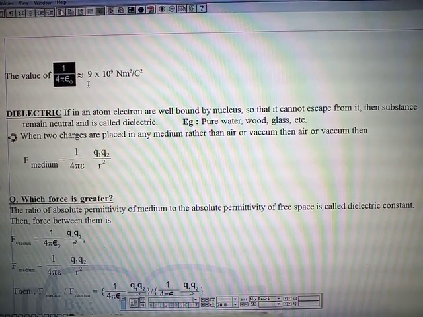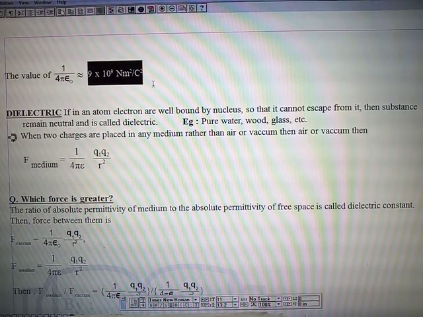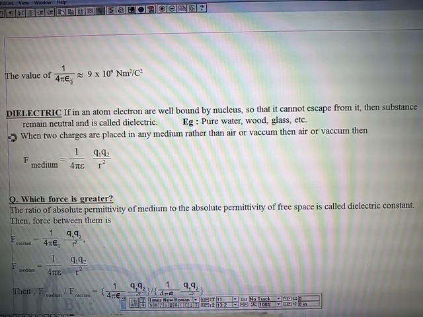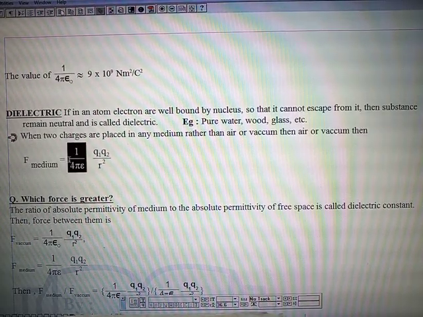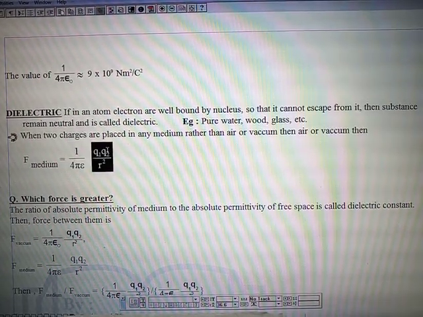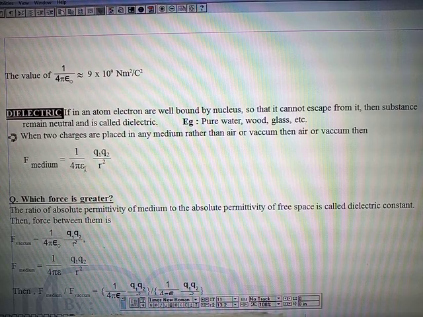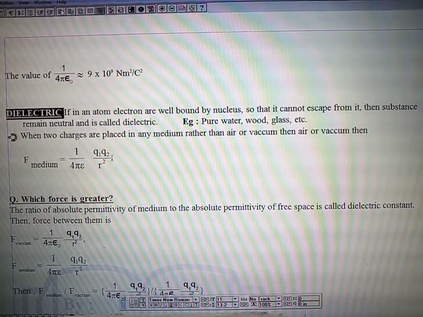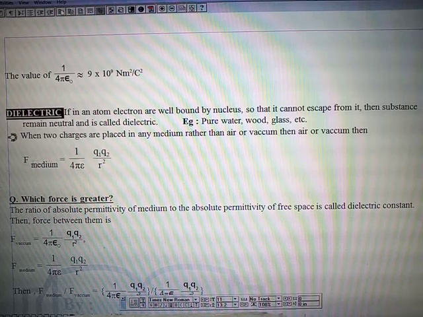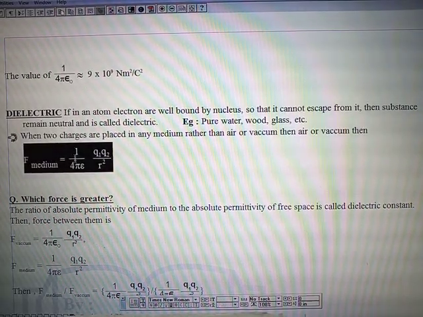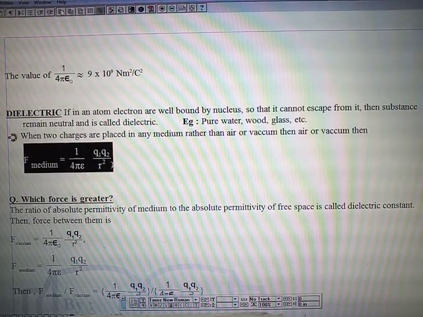The value of 1 by 4 pi epsilon naught is 9 into 10 to the power 9 Newton meter square per coulomb square. We always write this value for epsilon naught, but if it is 1 by 4 pi epsilon, it means the force we are going to find between the two charges Q1 and Q2 is not in the air, it is in the dielectric medium. So if the medium is dielectric, how do we write the force? F is equal to 1 by 4 pi epsilon Q1 Q2 by R square.